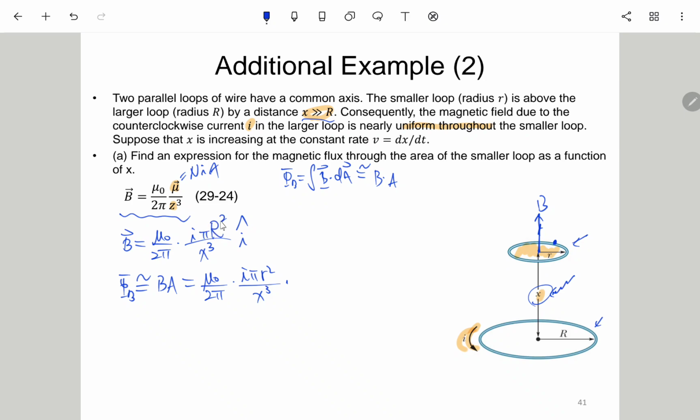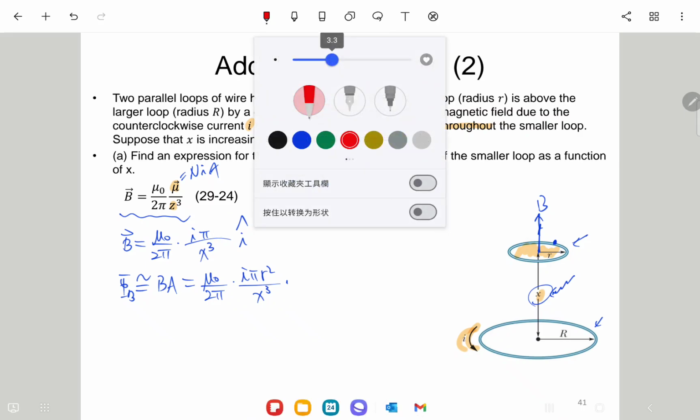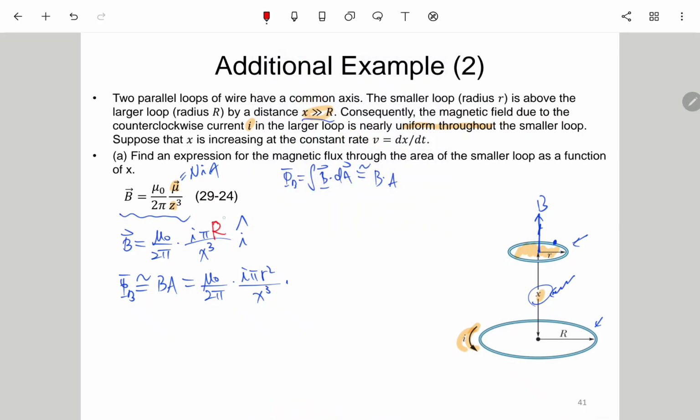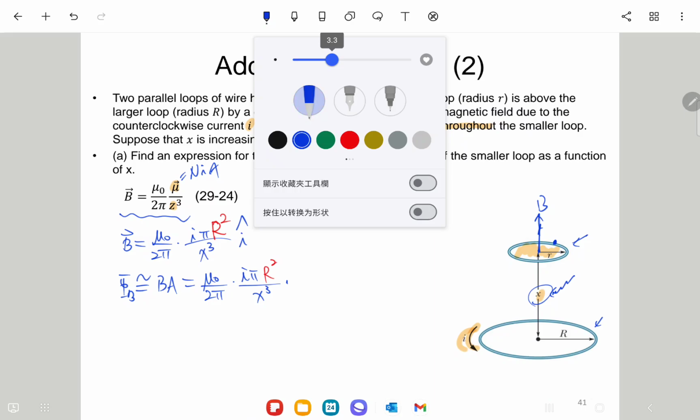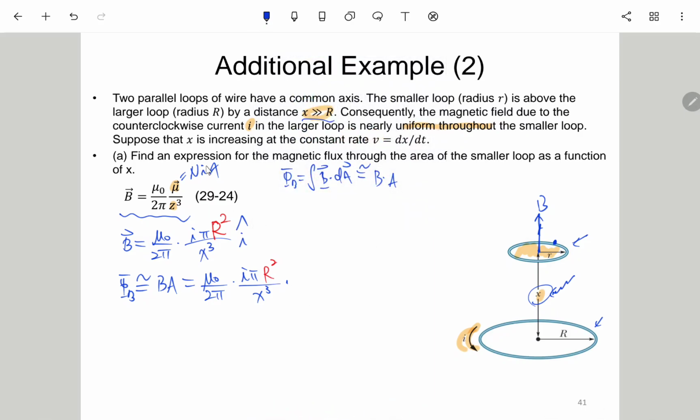This one is the magnetic dipole moment. This one should be a capital R here, so I just make it like this, R square. And then for this A we count this one, so it should be pi small r square. Let's try to cancel something: this pi and this pi cancel, so nothing else.